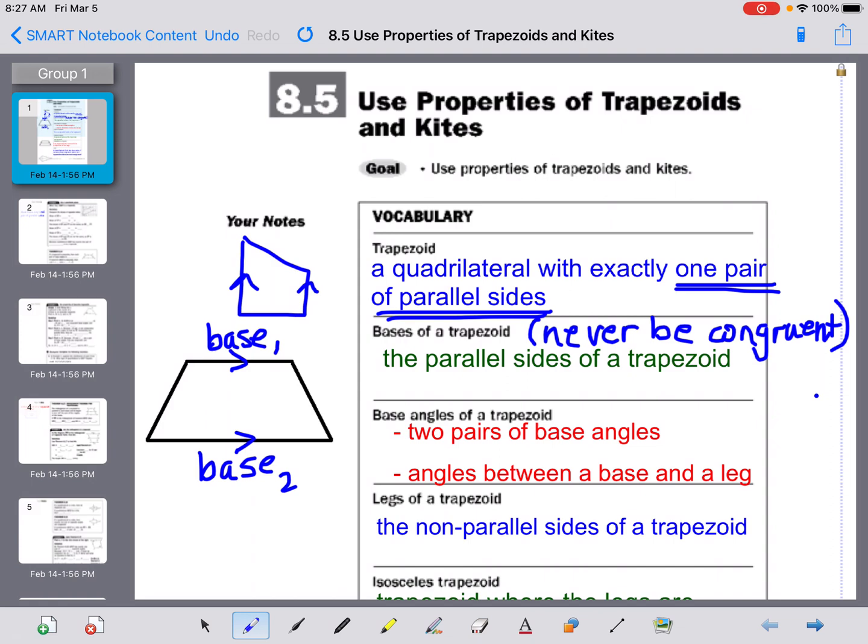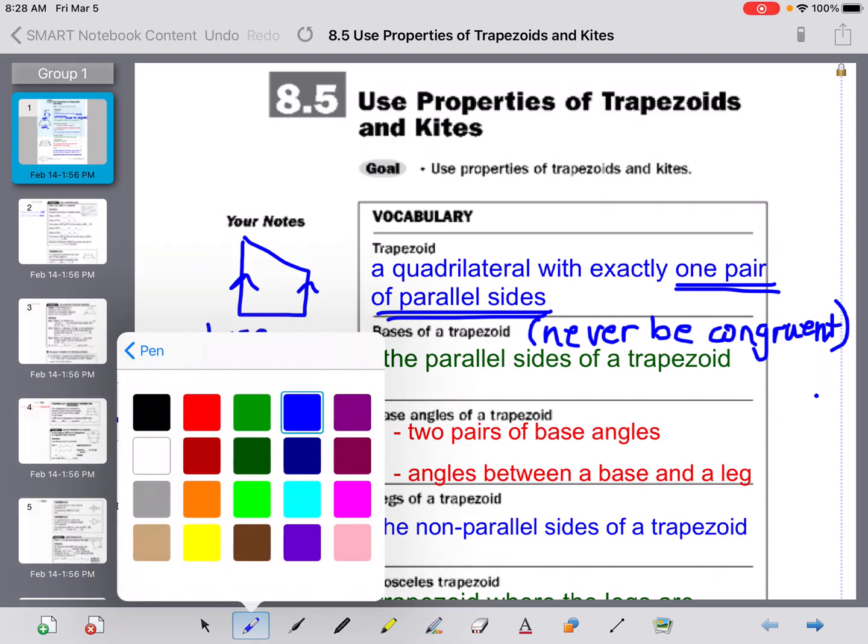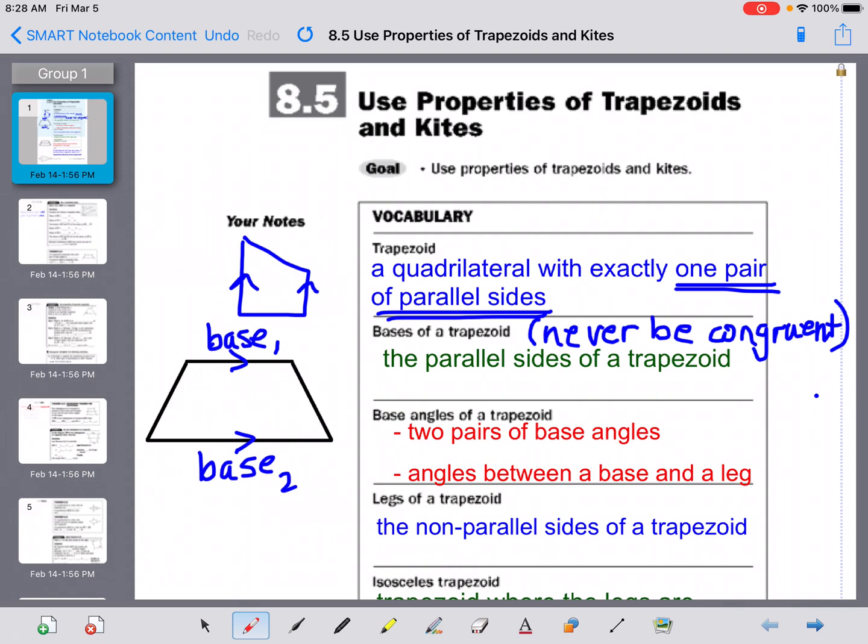Then we have base angles of a trapezoid. There's two pairs, okay? And what's important is it's an angle between a base and a leg. So this up here touches this base, and the other one that also touches that base, those two are a pair of base angles. Okay, so we need to remember that the ones that touch the same base. So likewise, down here on the bottom, this one over here touches this base. So this one over here also touches this base, and those are also a pair of base angles, okay?